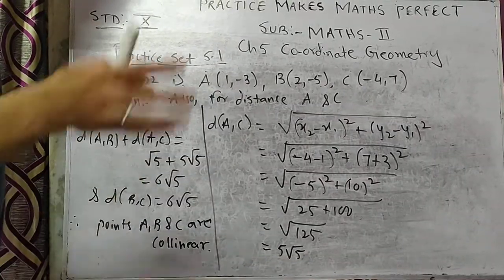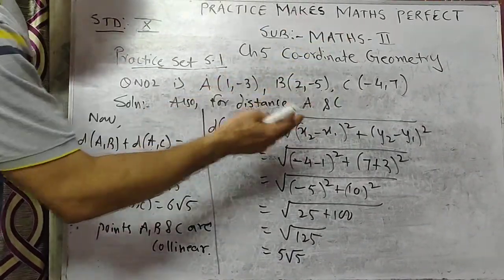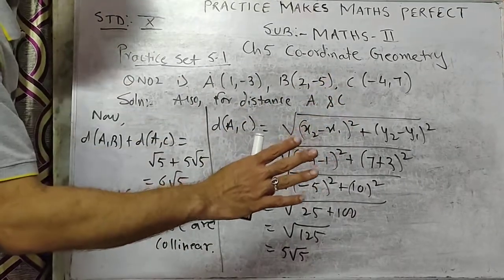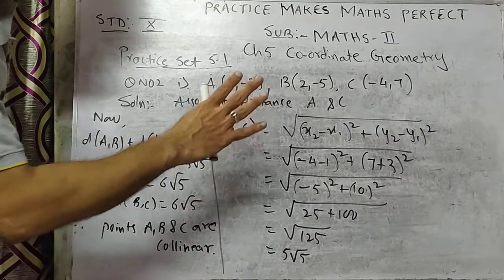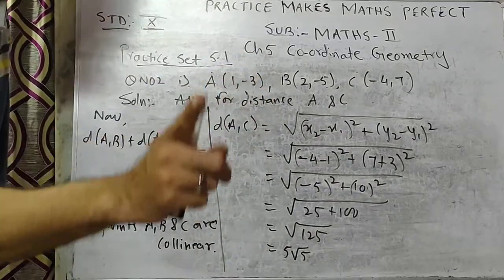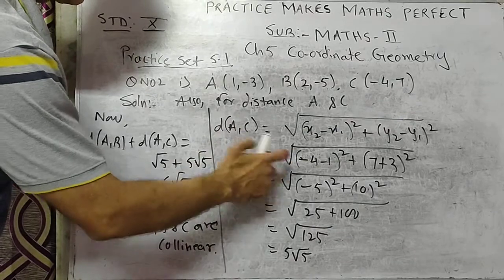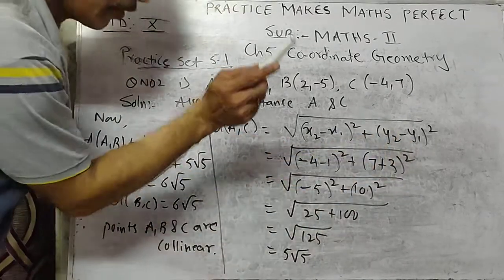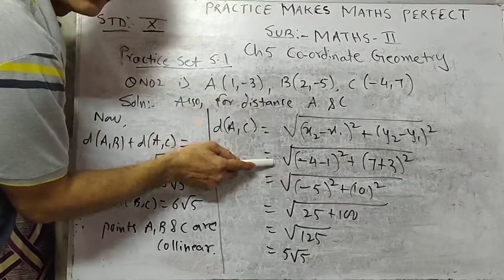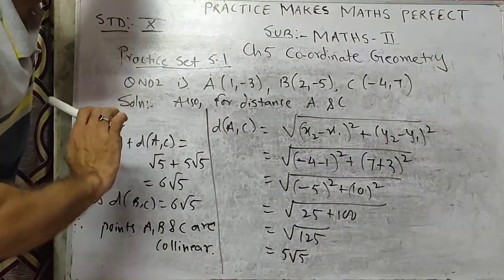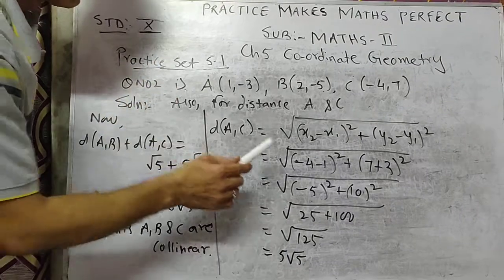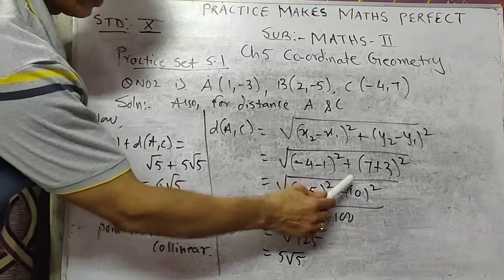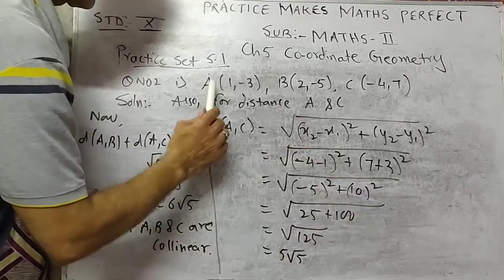Okay, now also for distance A and C we are using the same formula. I have not written here x1 y1 x2 y2, there is no place here. You have to write distance A comma C formula: x2 minus x1 the whole square, y2 minus y1 the whole square. If you write this formula directly, then also it will do. Your marks will not get cut. So minus 4 minus 1 the whole square you will get, and 7 plus 3 the whole square, A and C.